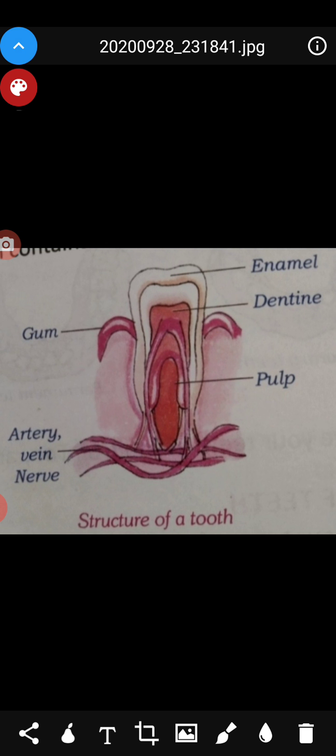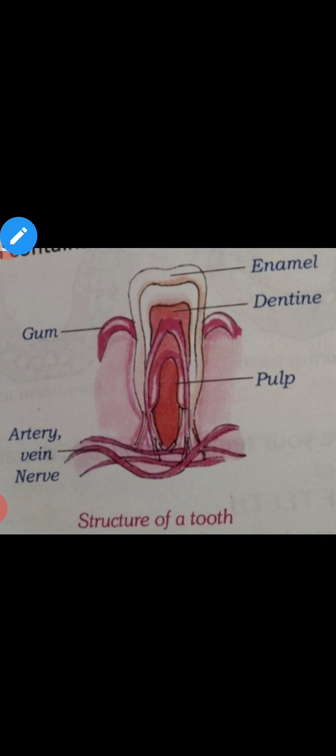Now next, layers of the tooth. We saw the parts of the tooth: a tooth has two parts, crown and root. And now the layers of the tooth. A tooth has three main layers. First is enamel, second is dentine, and third is pulp.